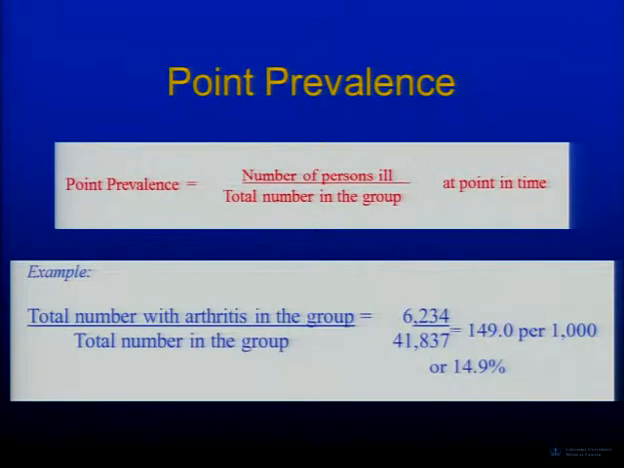So the total number with arthritis in the group divided by the total number in the group, we end up getting 14.9% as the point prevalence. So that's just a snapshot. Think of prevalence as just a snapshot. It's giving you what is going on right now in terms of how many people have been impacted. This is an example with arthritis, and about 15% of the people in the group have arthritis at that particular point in time.